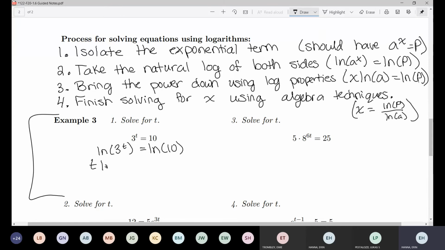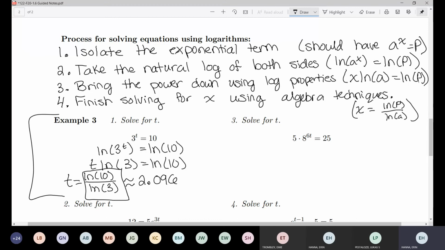Next step is to bring that power down outside of the natural log, and then finish solving for t using algebra techniques. Well, to get t by itself, we need to get rid of that natural log of 3, so we need to divide both sides by natural log of 3. And this is approximately 2.096.